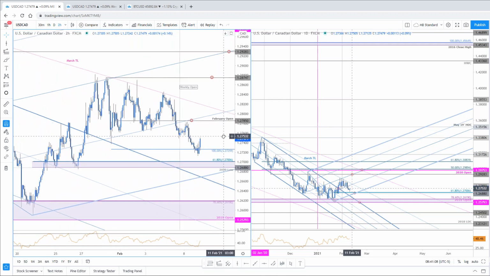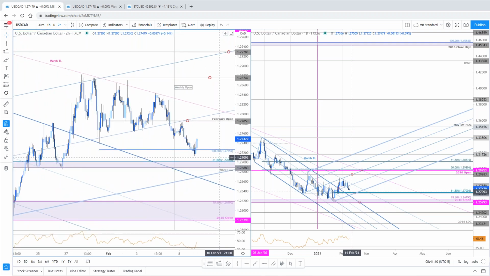So another one, where is the drip done? Are we looking to fade this? Maybe not quite yet, but getting there relatively soon. Questions on dollar CAD? Yeah, I see your question. We'll hit dollar yen in a moment.